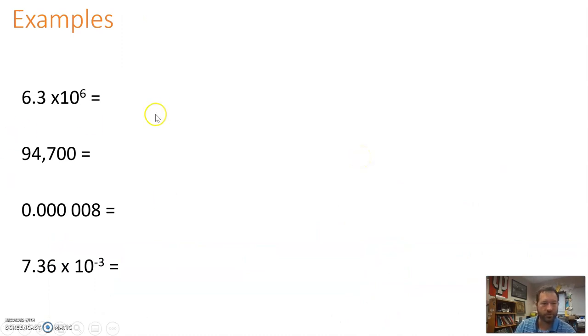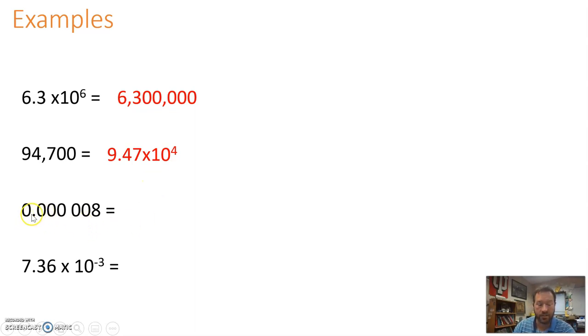Some quick examples here. We're given the scientific notation, and we would write that in standard notation. Again, we're moving the decimal point 6 places: 1, 2, 3, 4, 5, 6. That's 6,300,000. Going from standard notation back to scientific notation, there has to be an implied decimal point right here behind the last 0. So if we bump it to the left, 1, 2, 3, 4, there's that exponent 4. 9.47 times 10 to the 4th.